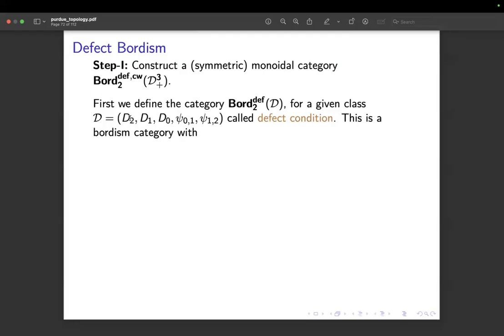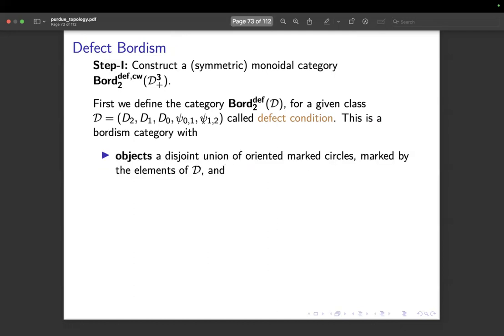D2 is the set that is available to label the 2-dimensional stratum, D1 means it's available to label the 1-dimensional stratum, D0 for the 0-dimensional stratum, and then psi 01 and psi 12 are saying how they are interacting. And these are called the defect condition. And this is a bordism category whose objects are disjoint unions of oriented circles marked by the elements of D.